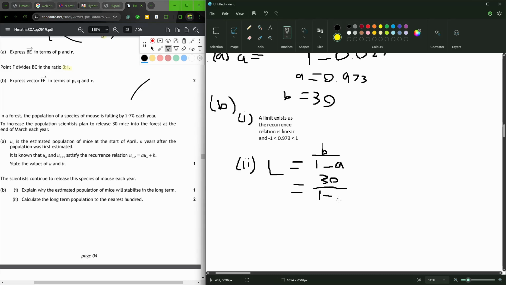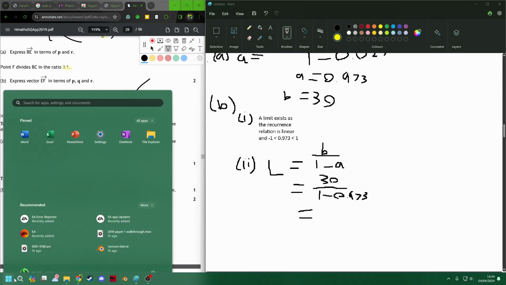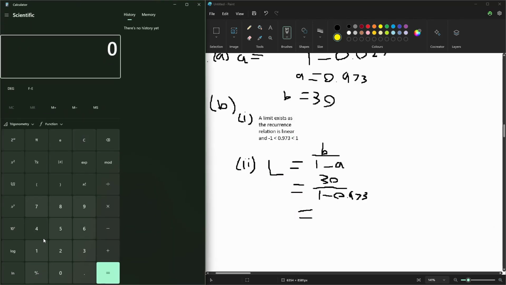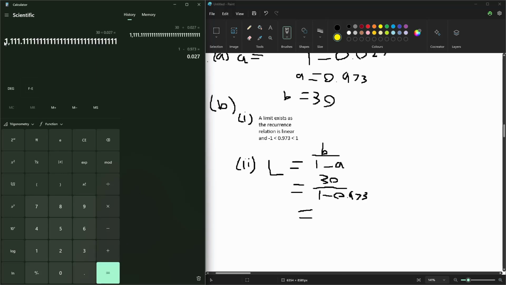And 1 minus 0.973. Then I'll pull up my calculator and work it out. 1 minus 0.973 is 0.027. So we've got 30 divided by 0.027. Notice it's the same as the percentage we originally got. We'll get 1,111.